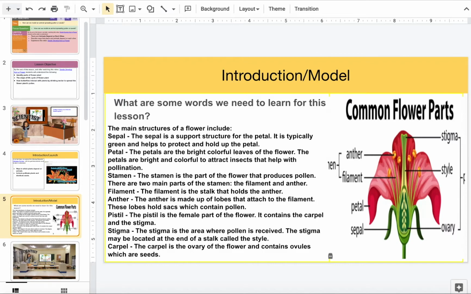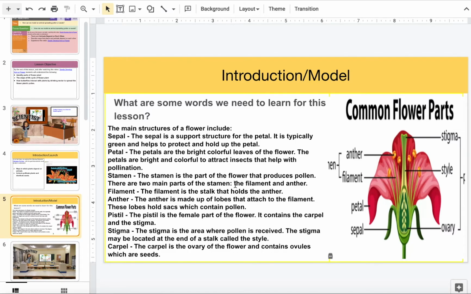Let's introduce some words we need to learn for this lesson. Sepal. The sepal is a support structure for the petal. It is typically green and helps to protect and hold up the petal. And this is the sepal. Okay? Petal. The petals are the bright, colorful leaves of the flower. The petals are bright and colorful to attract insects that help with pollination. And then this is the petal.